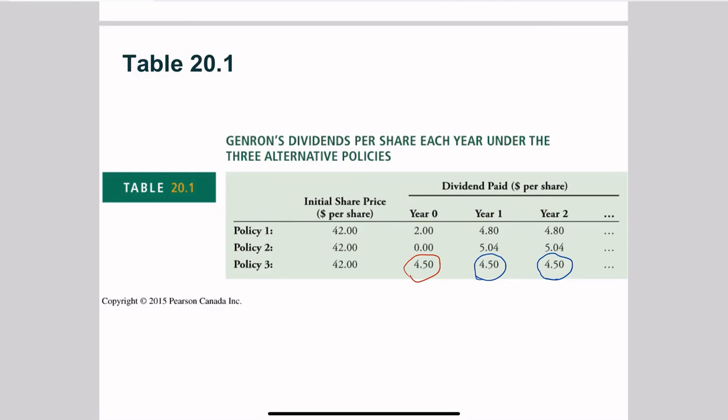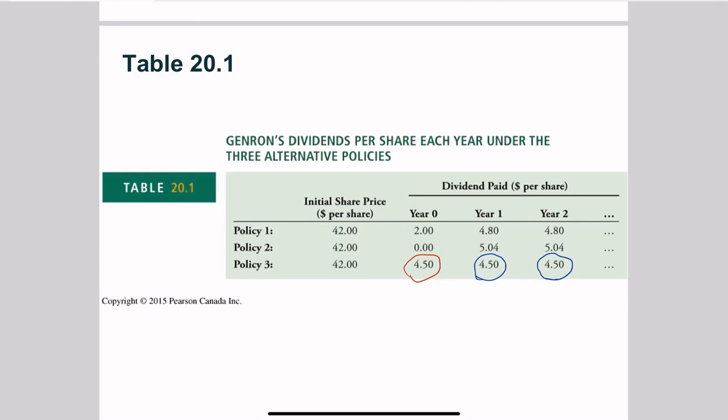Because recall that in the third case, the firm issued some new equity. It raised some cash. So that's why we can see a higher initial dividend. However, since the firm has increased the number of shares, in the future, the dividend will be smaller, simply because of the higher number of shares.